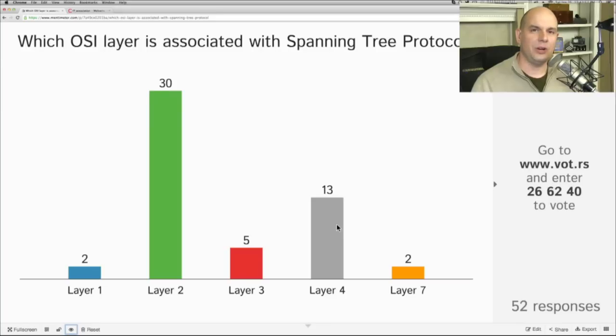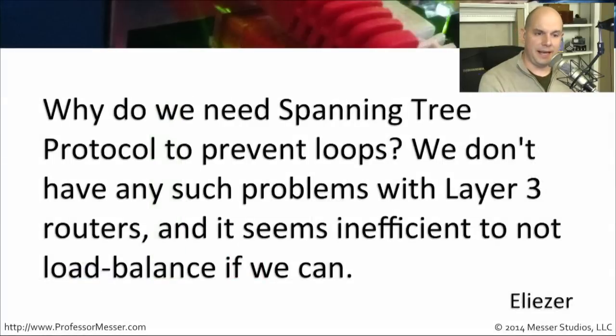So let's talk about this. The reason I bring this up was Eliza asked the question this month that said, why do we need spanning tree protocol to prevent loops? We don't have these problems with layer 3 routers. There's no loop protection with layer 3 that we have to turn on.